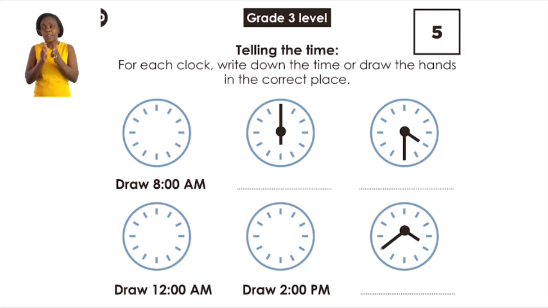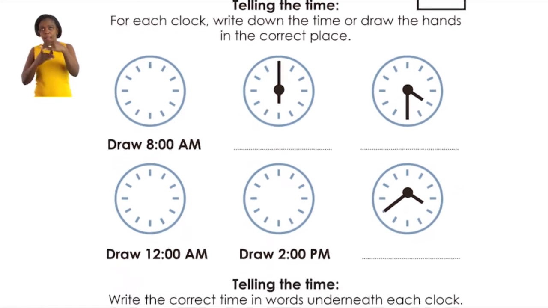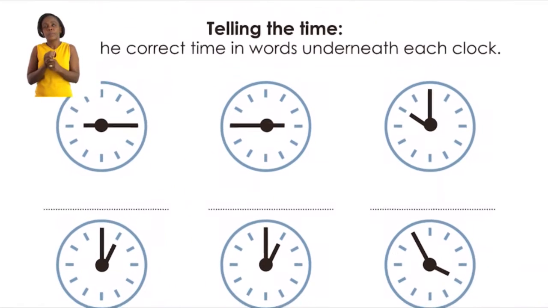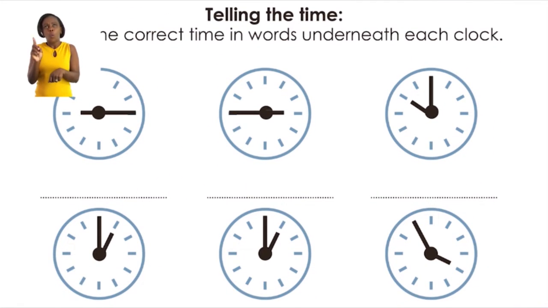So tell me also, the long hand now is on 6 and the short hand is on 4. What time is that? And you continue with the other ones. You draw for me the hands. And on the second activity, you are going to tell me again, what time is this? All the clocks, you must now tell me what time are they showing.